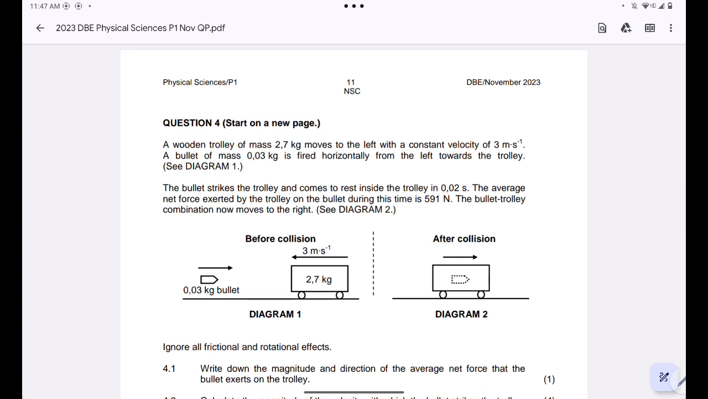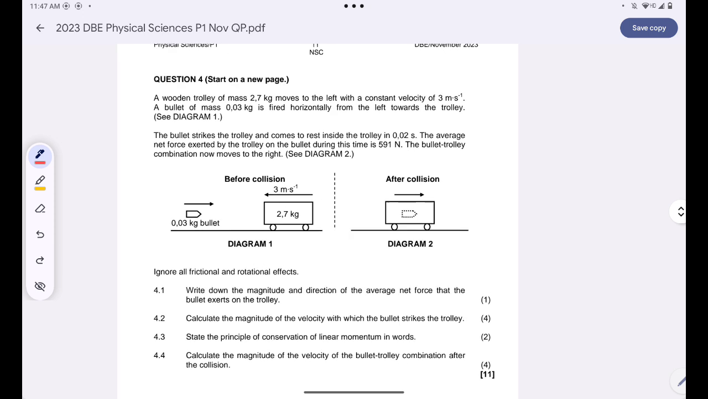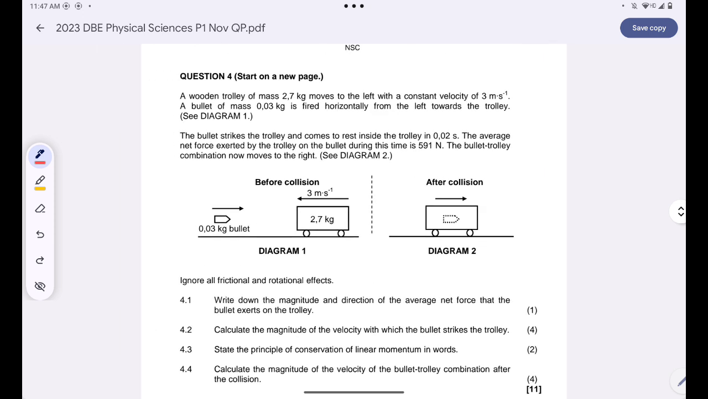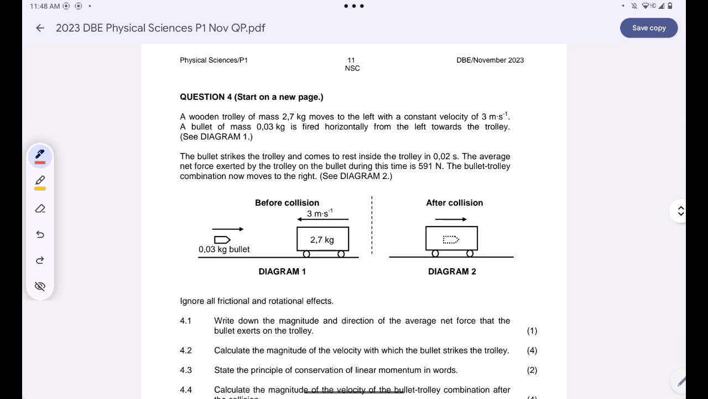Okay, we are being told that a wooden trolley of mass 2.7 kilograms moves horizontally to the left with a constant speed of 3 meters per second. A bullet of mass 0.3 kilograms is fired horizontally from the left towards the trolley. See diagram 1. We are dealing with the conservation of momentum in this question, guys.